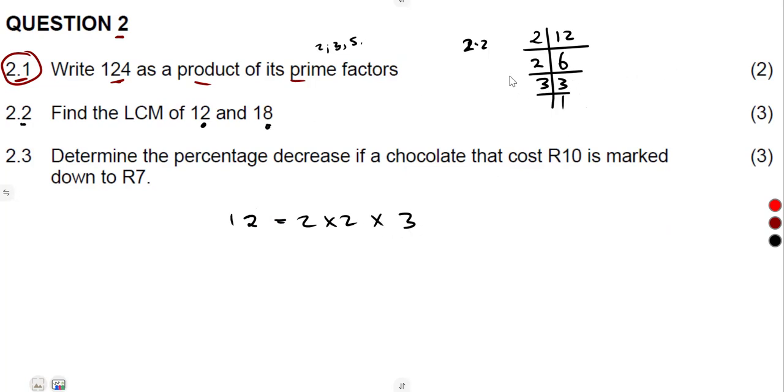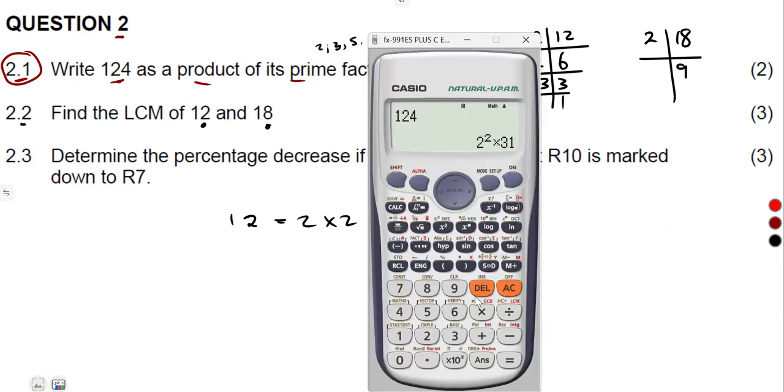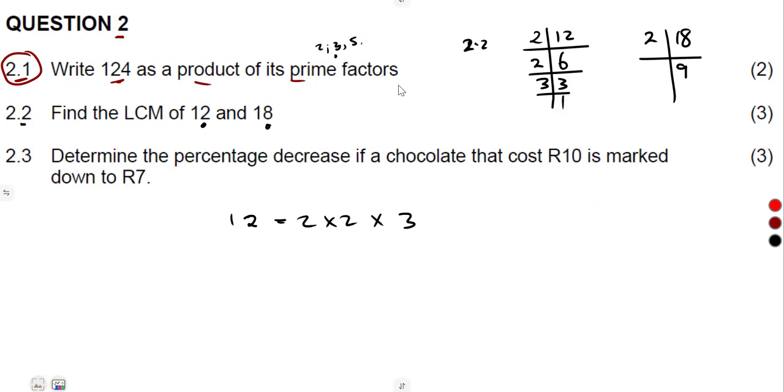Then 18, the smallest number, 2, is going to work. 18 divided by 2, that's a 9. So we're not going to use a 2 again. 2 is not going to work, guys. 9 divided by 2 gives us a decimal. We must have a whole number. So we move on to 3. 3, yes, it is a factor of 9. So we're going to use that. 9 divided by 3 is 3. Then 3 is a prime number, so just use a 3. 3 divided by 3 is going to be 1. So 18 is 2 times 3 times 3.